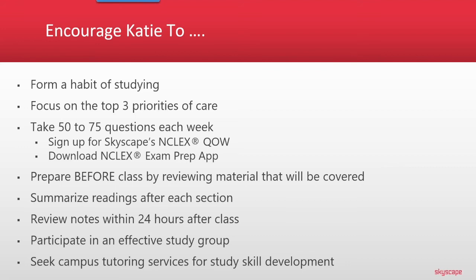She needs to participate in an effective study group. An effective study group is one that has a conscious plan. They don't just randomly get together and say, hey, let's just go through what we talked about in class last night, but they have a purpose. A study group that comes with a pre-prepared case study where they've already worked on it, and they spend their time comparing their answers. That's an effective study group. And of course, we want to refer Katie to campus tutoring services, make sure that she is getting all the resources that she needs to be successful.